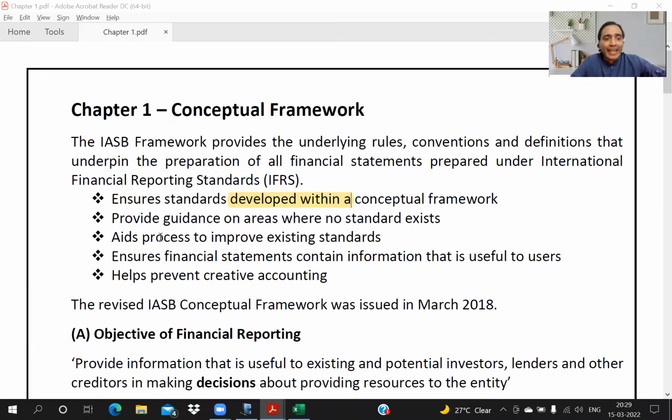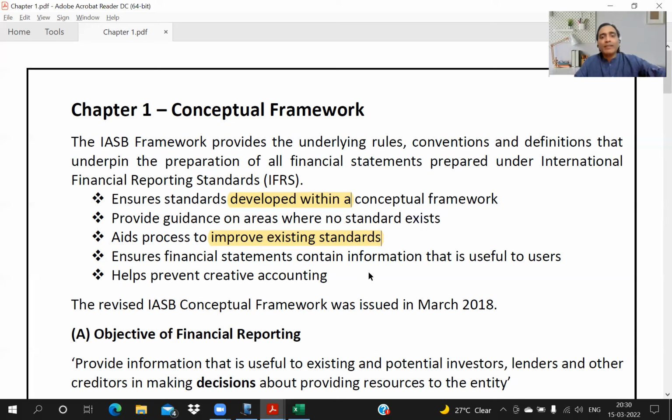The third role is that it aids the process to improve existing standards. Existing standards definitely have scope for improvement, because when you apply an accounting standard, that is when you understand what improvements are required and what the loopholes are. At that time again the framework will come and support us.